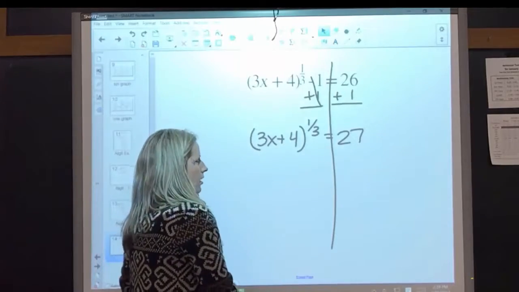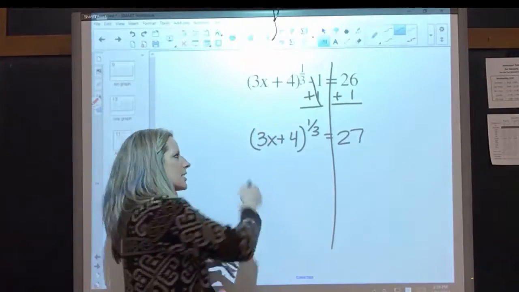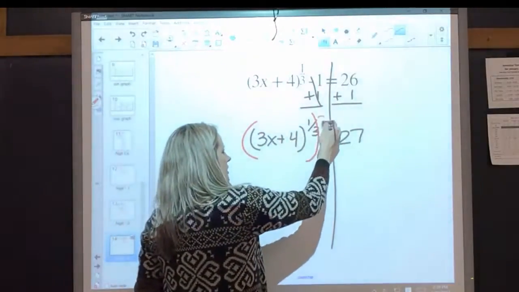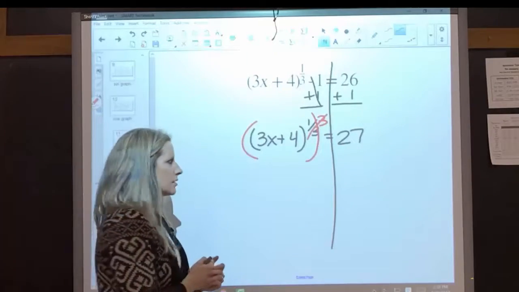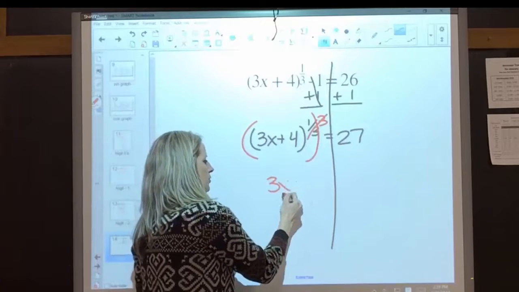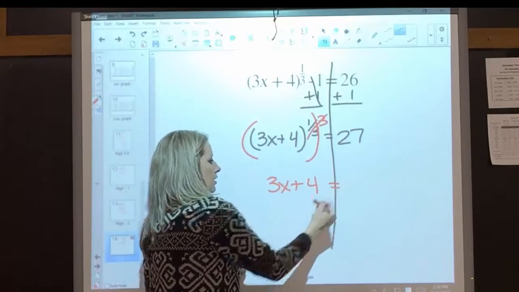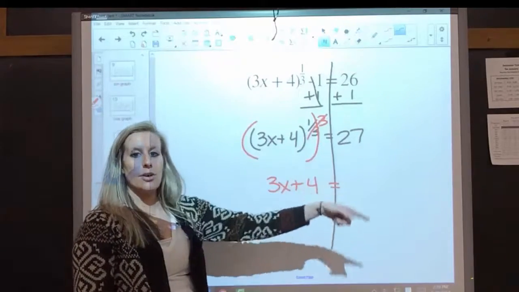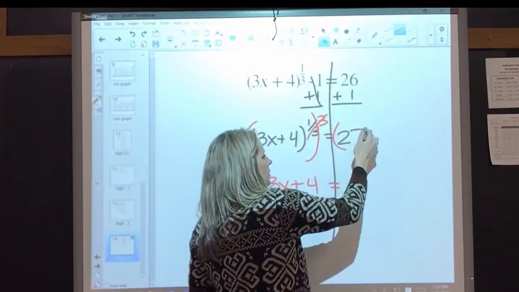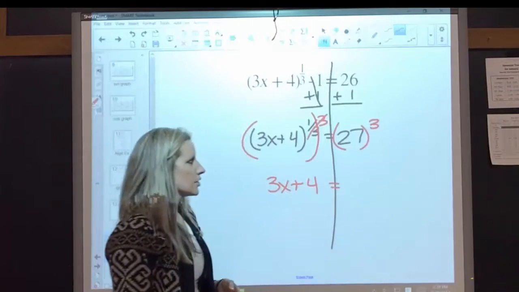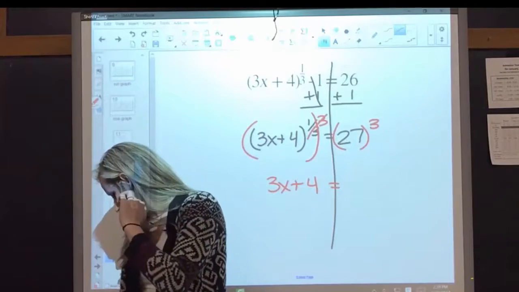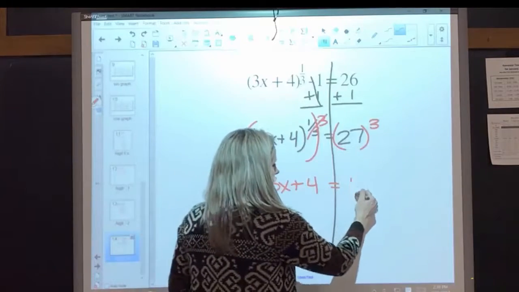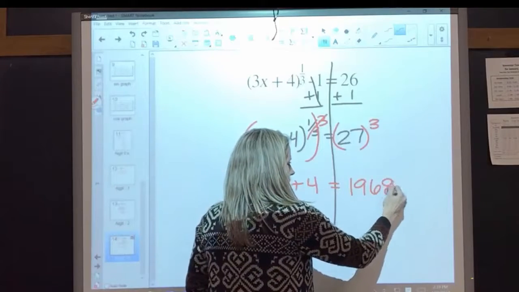Okay. The opposite of cube rooting something is cubing it. So we are going to take that to the 3rd power, and that's going to cancel out your exponents. And we're left with 3x plus 4. Now, what you do to one side, you have to do to the other. So 27 cubed is 19,683.